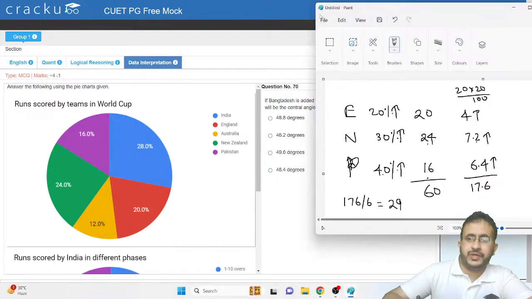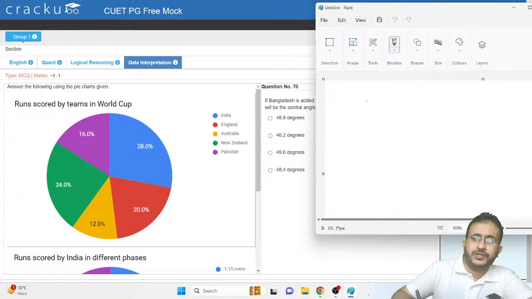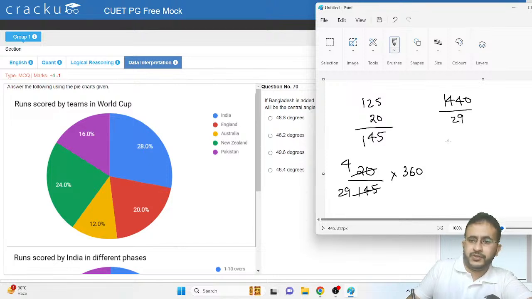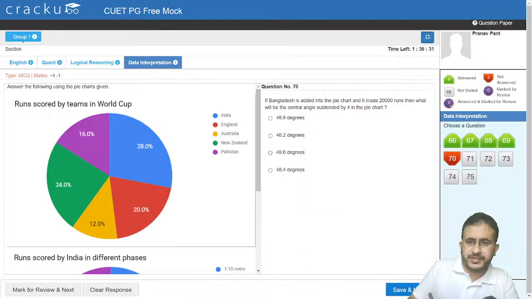So Bangladesh is adding 20,000 runs. Initially 125, Bangladesh is adding 20, so now the total becomes 145. So Bangladesh is making 20 out of 145, and the central angle is 360. We can reduce by 5. This becomes 4 times 29. 5 into 4, 5 into 29, so 1440 by 29, right? 29 into 5 is 1450, so 4 times 29 is 116, then 28, 289. So 49.6 degrees should be the answer.